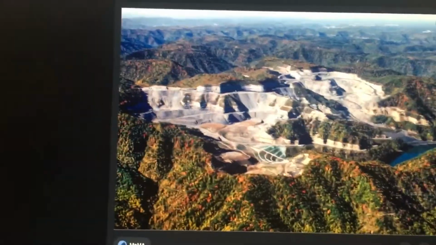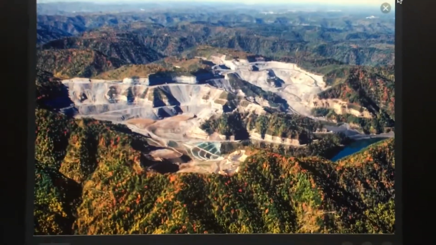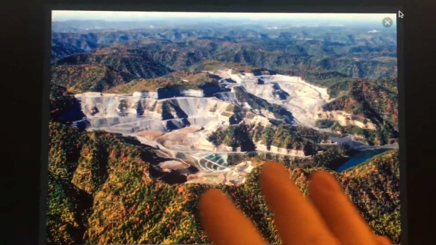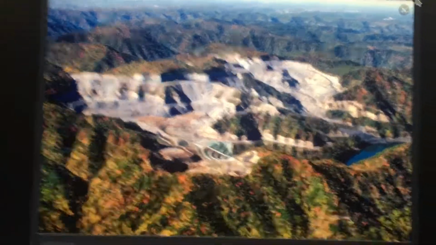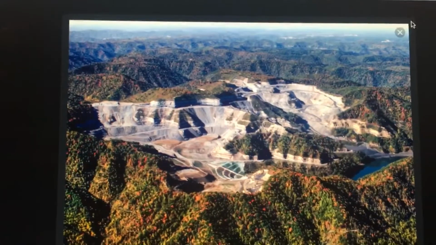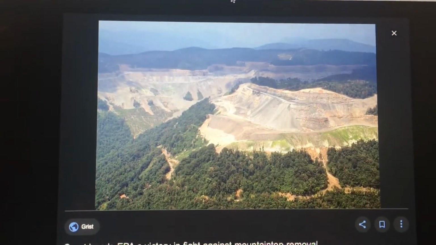The last picture I have is this one. It looks like fall time. You can see the leaves are changing in this picture. But again, they've probably used dynamite to clear that out.